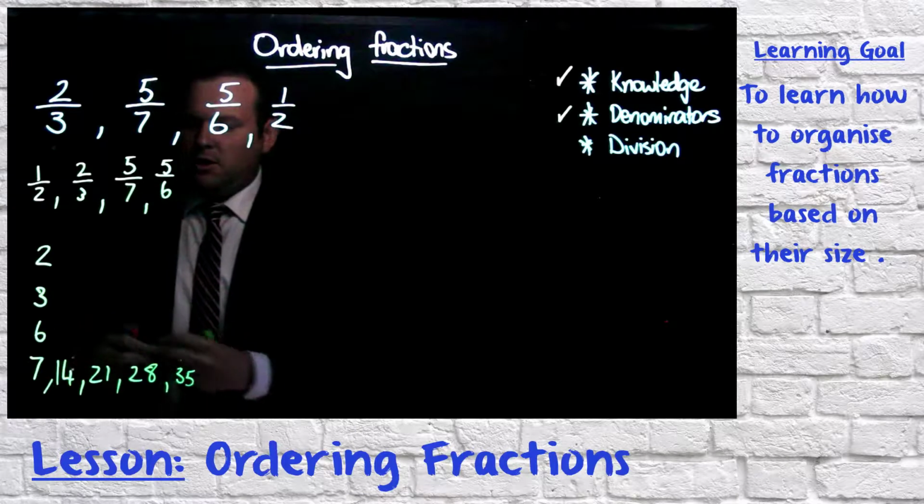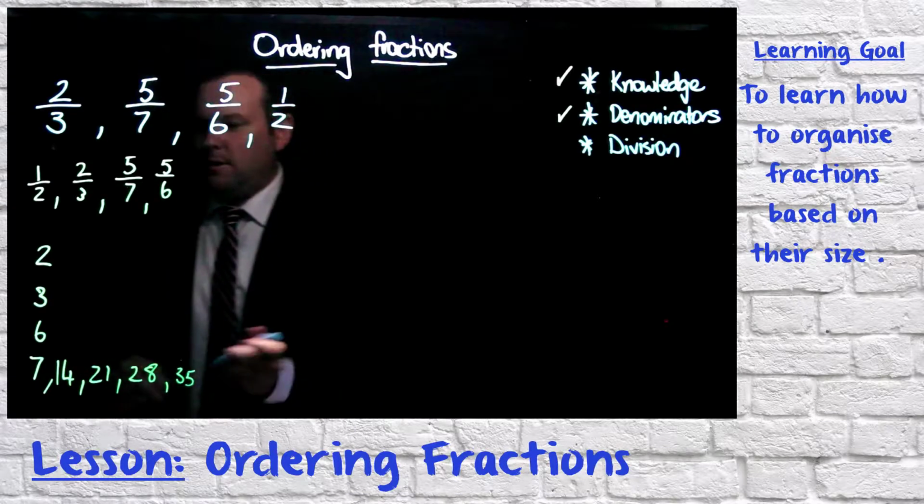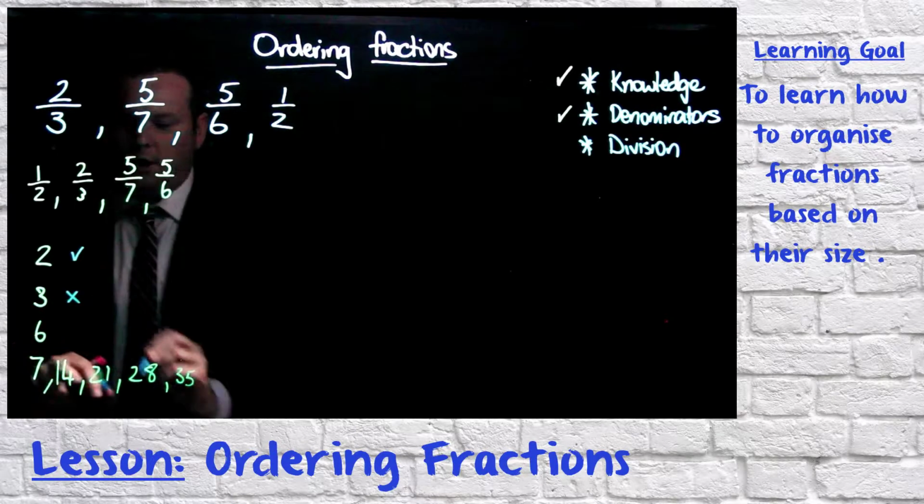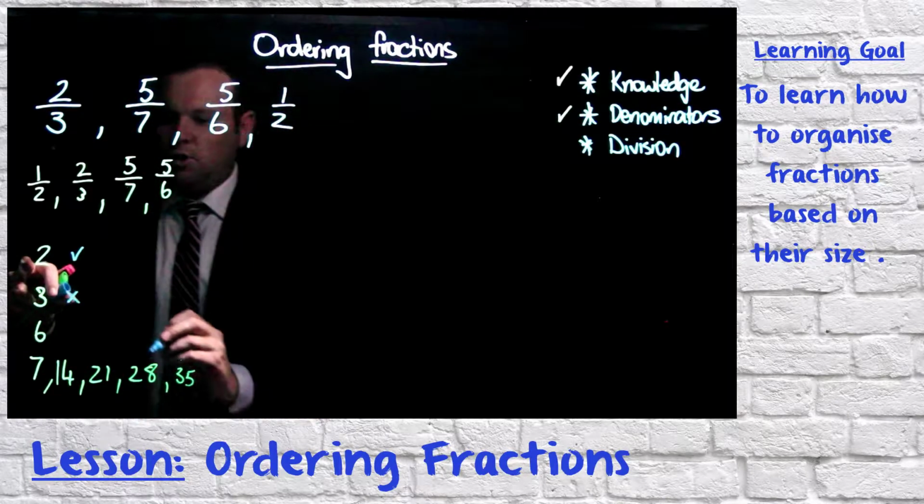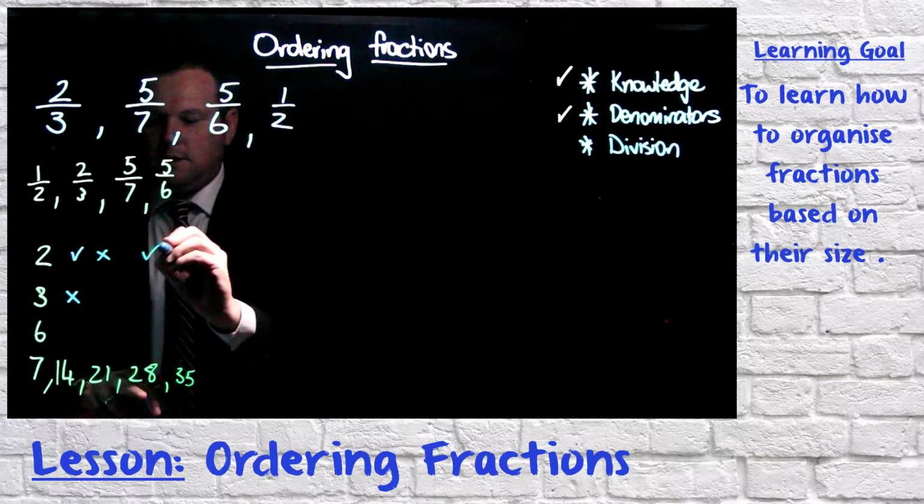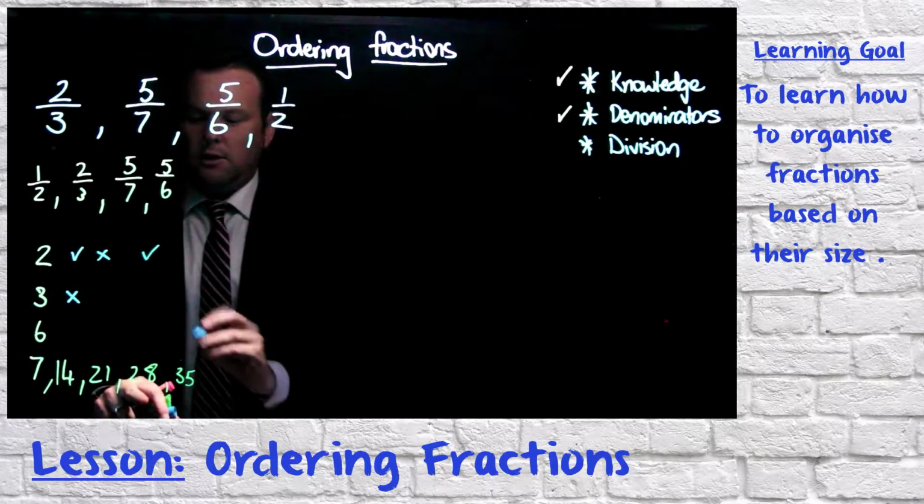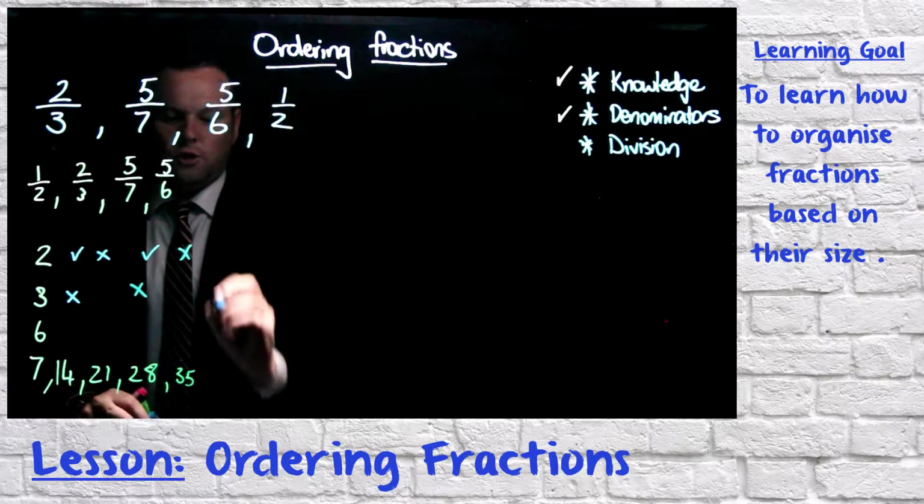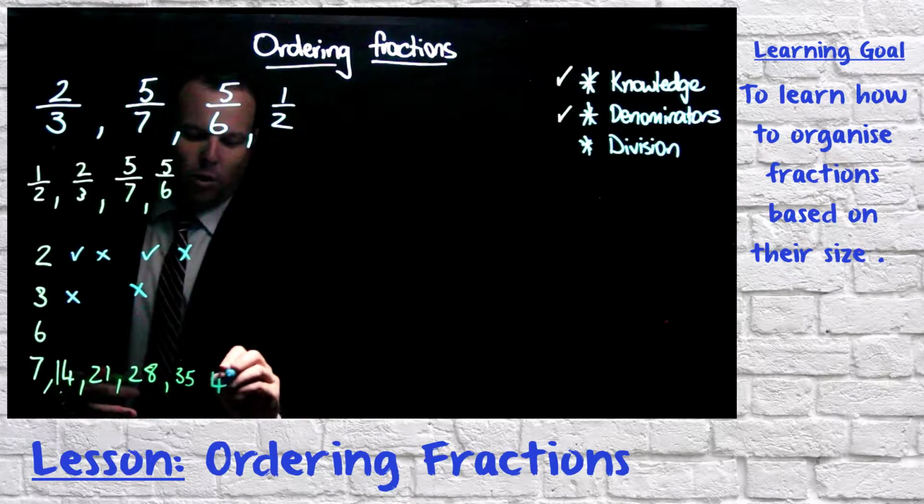So now we need to cross-check. So, can 2 go into 14? Yes, it can. Can 3? No, I need to go to my next one. Can 2 go into that? Nope, it's an odd number. What about this one? Yes. Can 3 go into 28? No. Okay. What about 35? No for 2. So we need to go a little bit more.